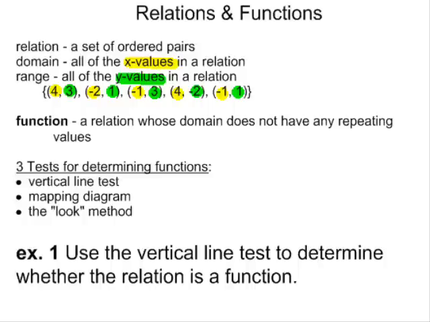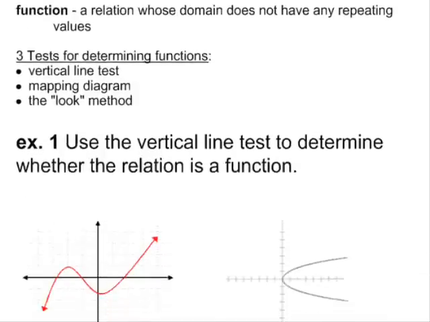Now if you have a function, that means that you have a relation whose domain does not have any repeating values. So in other words, none of your x values are going to repeat. And we have 3 tests for determining whether or not a relation is a function. The first one is the vertical line test, which we'll see in example 1. The next we have a mapping diagram, and the third method is just what I call the look method. So how about we check out example 1.